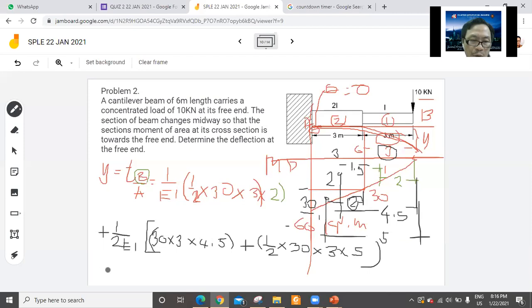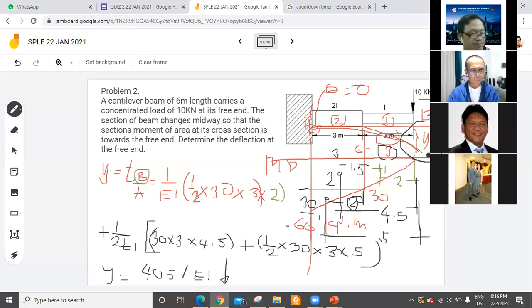So you can compute now y or the deviation or the deflection. So this is, it's equal to 405 over EI. Okay? It's going down. Okay. Kung nilagay natin ito mga sign negative, okay, it's negative 405. It's obviously because this one, it's going down. Okay? Any question?